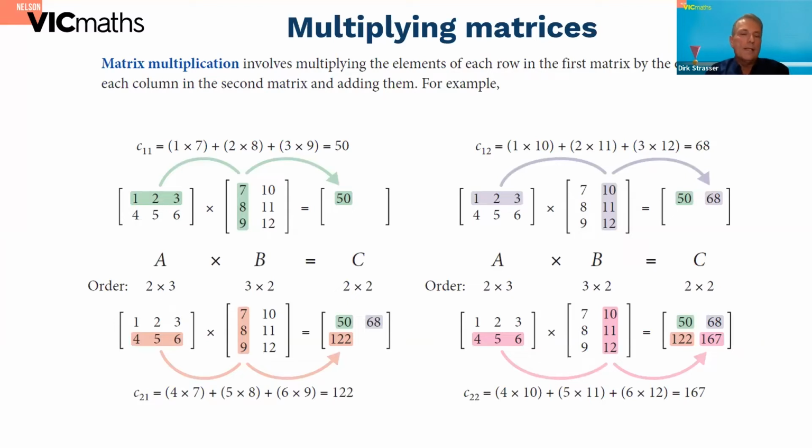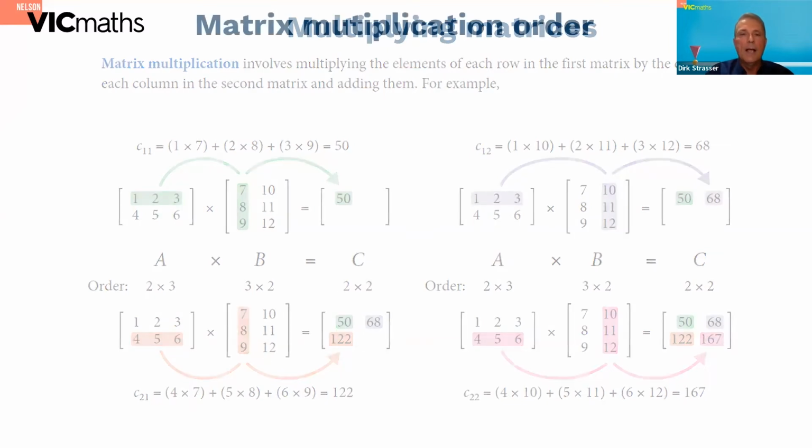What happens is that A is a 2 by 3 matrix, B is a 3 by 2, and C is 2 by 2. So obviously something is happening there. For those of you who aren't familiar with matrices, what's happening with the orders is something that needs to be teased out.